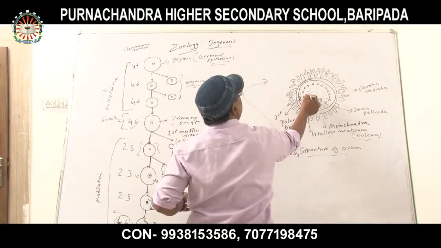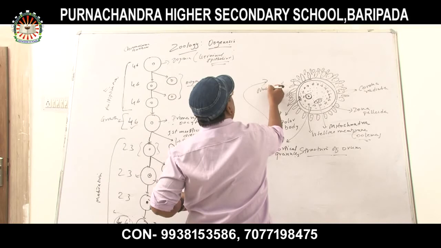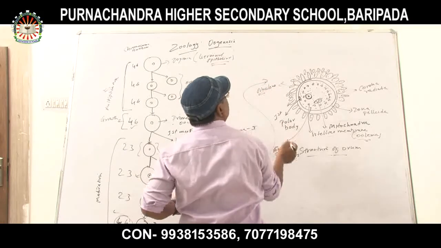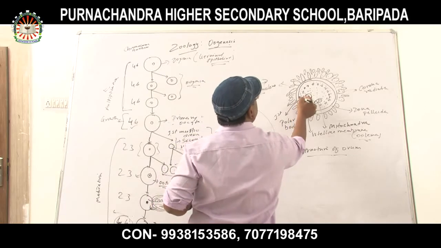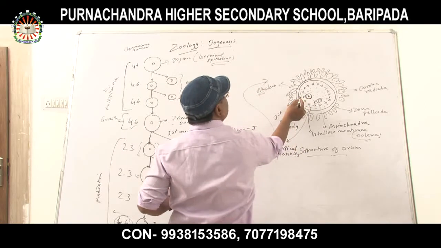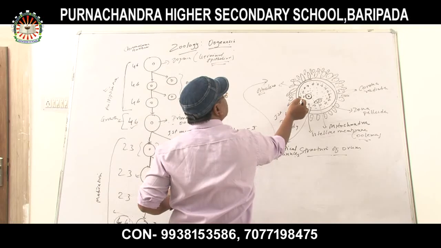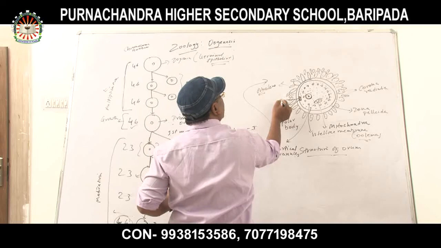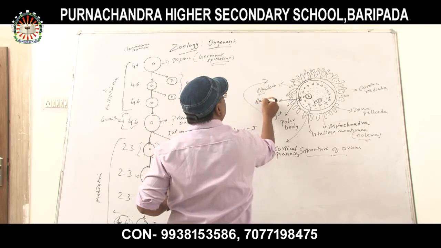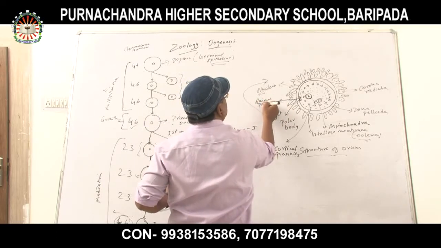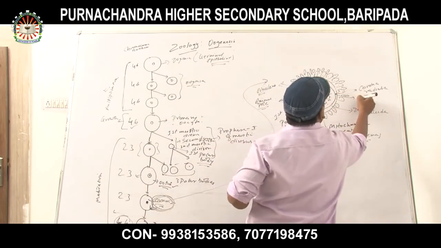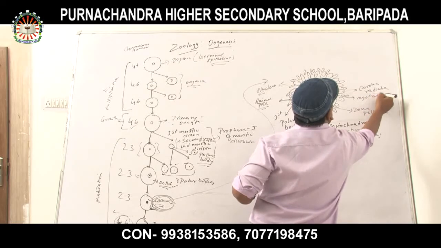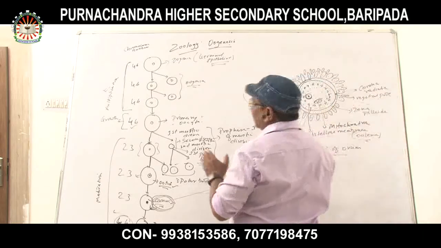And this is the nucleus. And this is the first polar body, present here. The particular point where the polar body is retained is called what? The animal pole. Just opposite of the polar body, it is called the vegetal pole. So what is the difference between the animal pole and the vegetal pole?